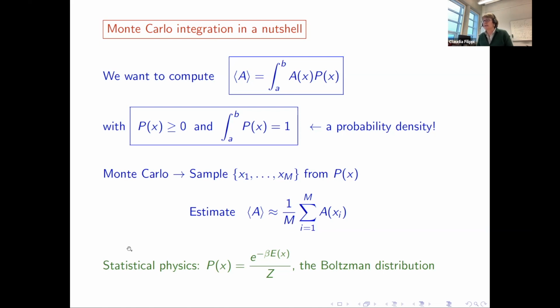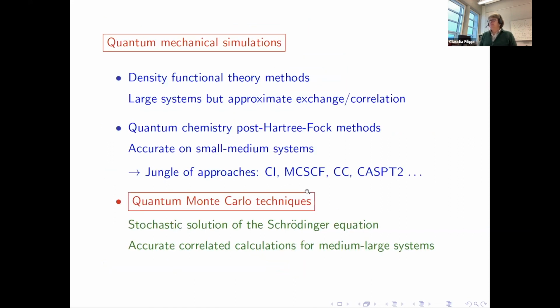Okay, and now in statistical physics, that p of x is your Boltzmann distribution. Okay, so here is the energy of the configuration. So, very good, so you're saying, fine, I can compute integrals with a Boltzmann distribution, but we are really here focusing on quantum mechanical simulation.